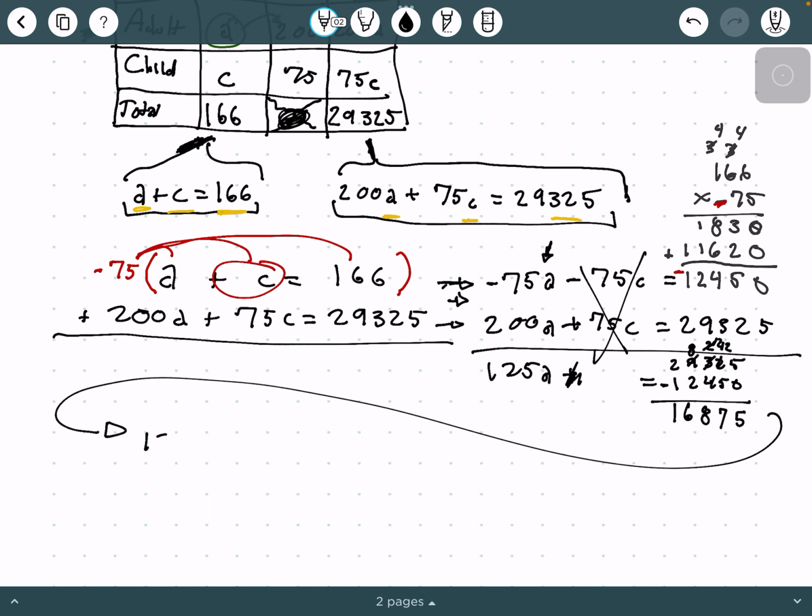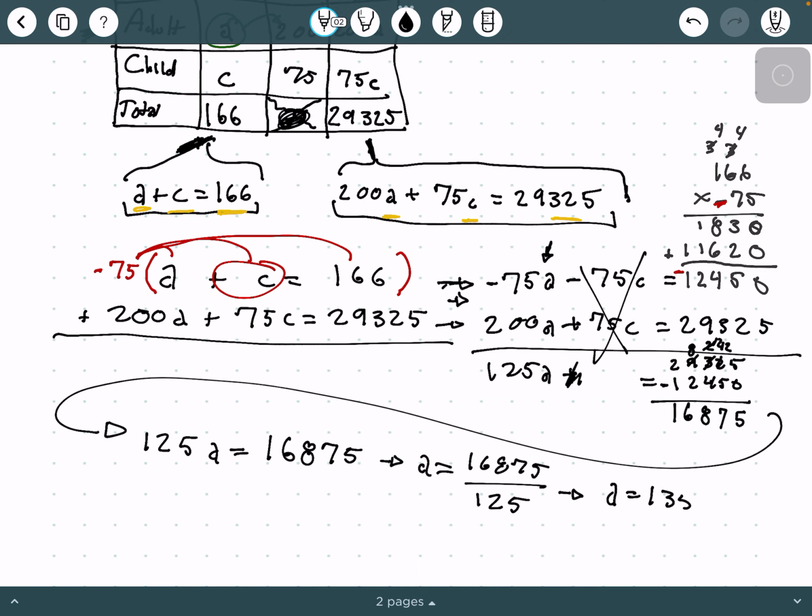Now we have 125A equals 16875. To solve for A, A would then be 16875 divided by 125. You all can do division, so I'm just going to let you do that, and your answer should be A equals 135 adults.